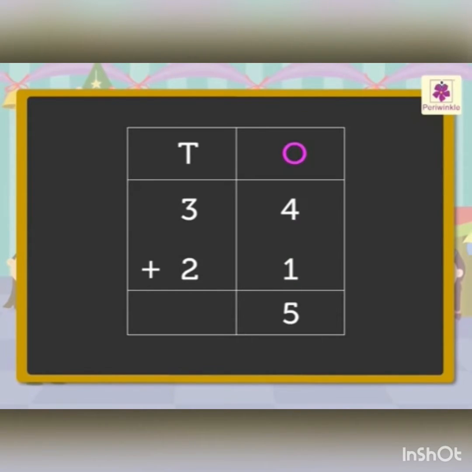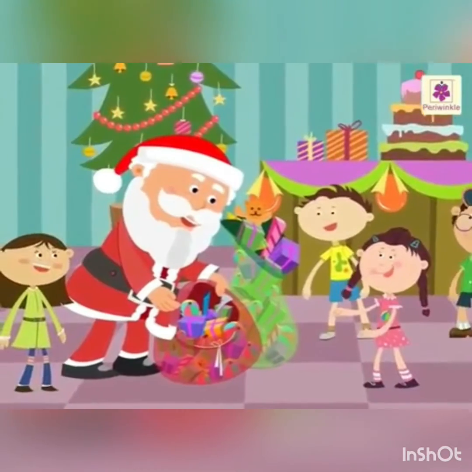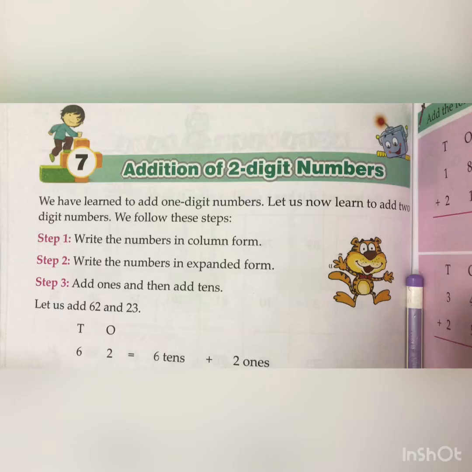Now we will count tens. 3 plus 2 is equal to 5 and we will write it in the tens column. So in total we have 55. So children, we can say 34 plus 21 is equal to 55. Santa Claus has 55 gifts in all.